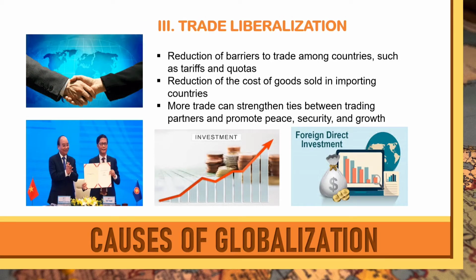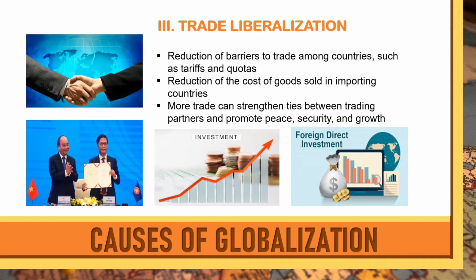Third, we have trade liberalization. Trade liberalization removes or reduces the barriers to trade among countries, such as tariffs or quotas. Having fewer barriers to trade reduces the cost of goods in importing countries. Trade liberalization and the lessening of government regulations, restrictions, and investment policies in an economy has helped the globalization process by making foreign trade and investment easier.